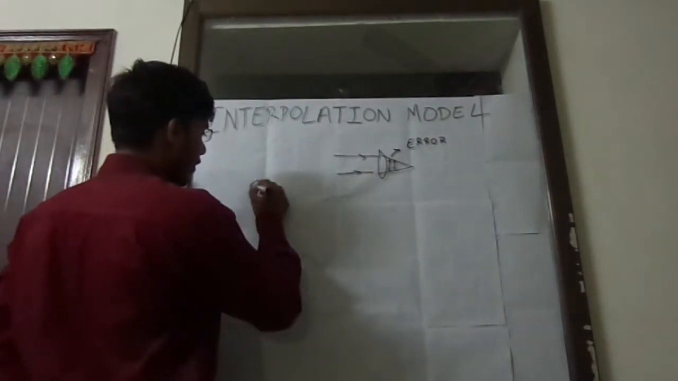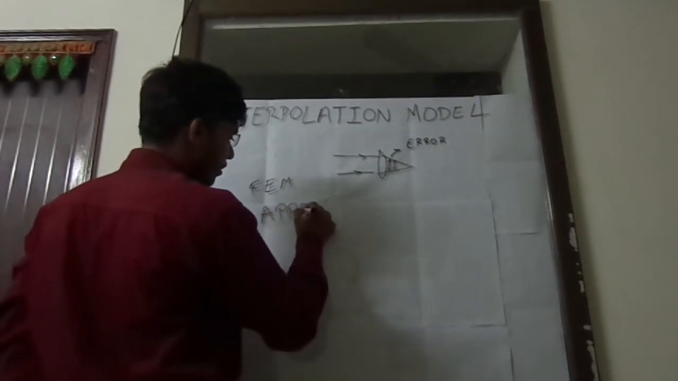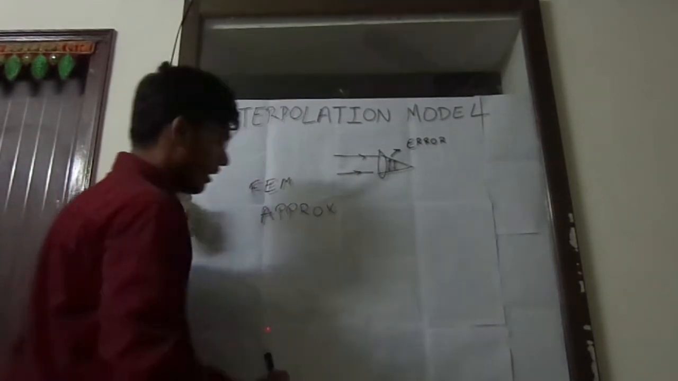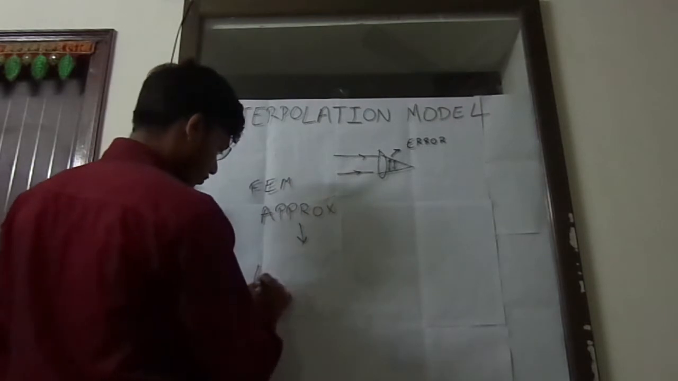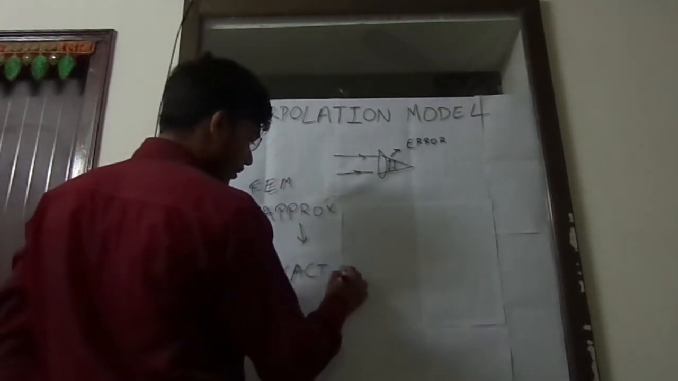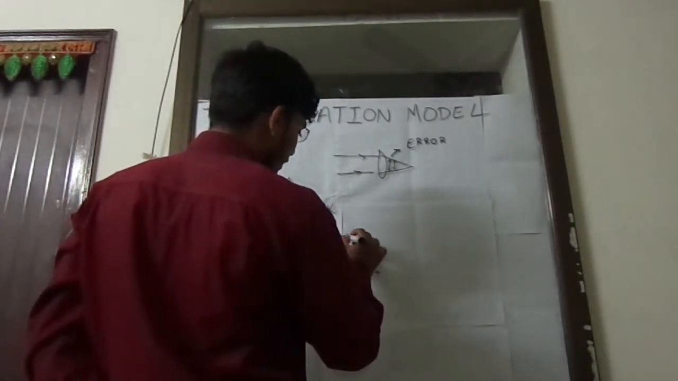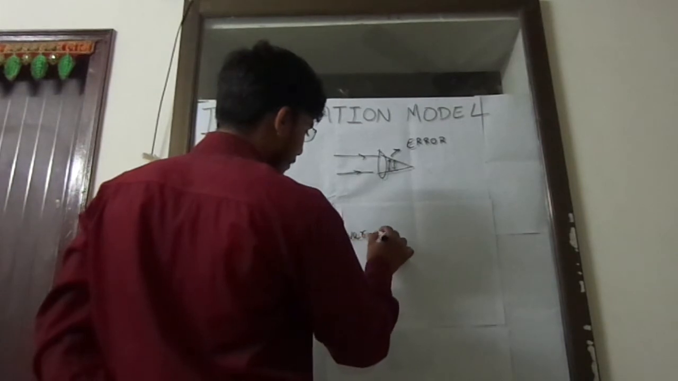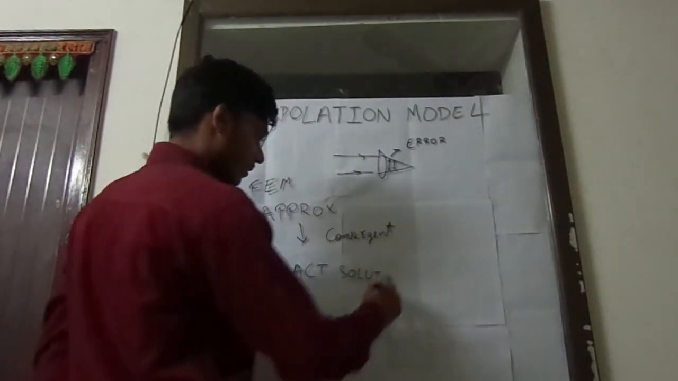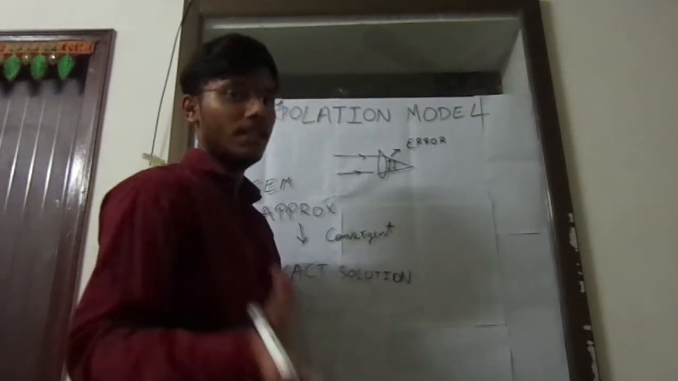Now we know in FEM what we are going to get. We are going to get approximate solutions, and if you want to go close to the exact solution, your model should be convergent. So convergence is the key to getting the exact solution or nearly close to the exact solution.